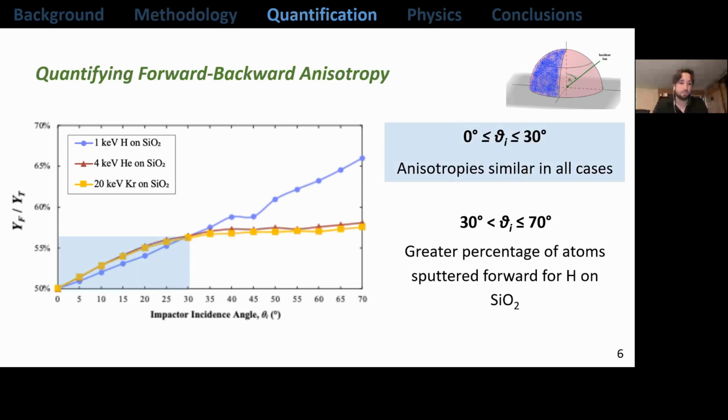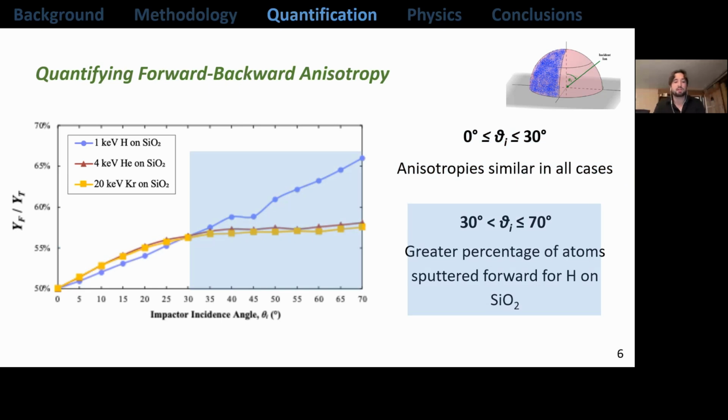So between 0 and 30 degrees, forward sputtering percentages are similar in all cases. And then between 30 and 70 degrees, we can see that the forward sputtering percentage is greatest for the hydrogen on silicon dioxide case, while kind of leveling off for helium and krypton.